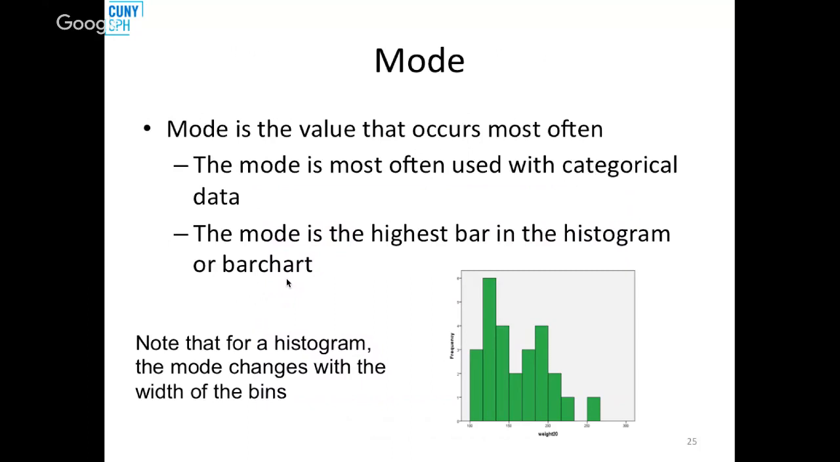Does that make sense? So this bar is surrounded by some short ones. If this bar was surrounded by equal-sized ones, then as we make the bars wider, the mode might actually shift to over here. So it's only a really definite thing for categorical variables.